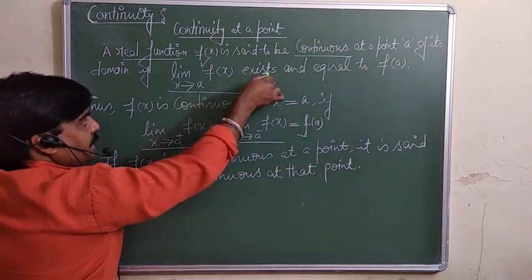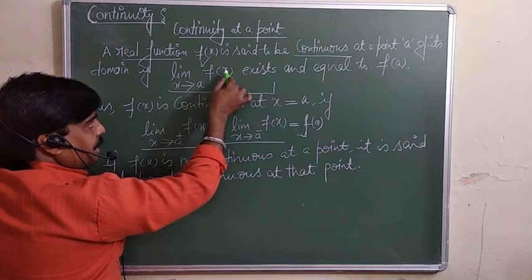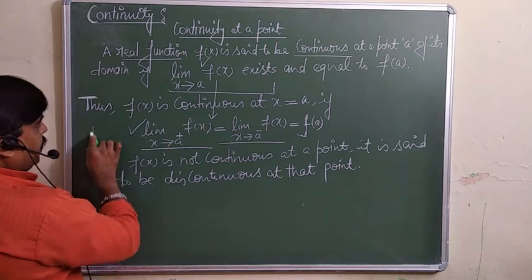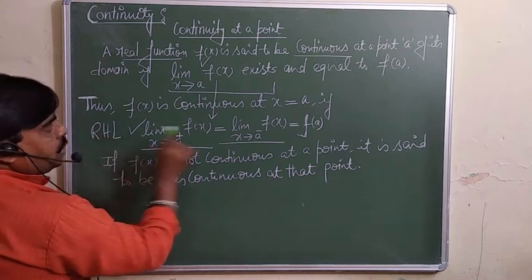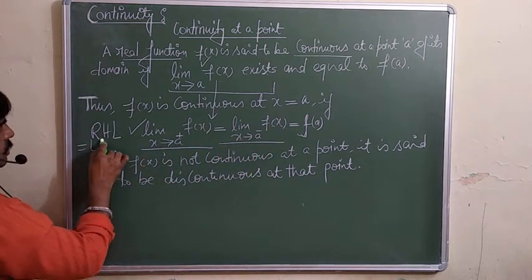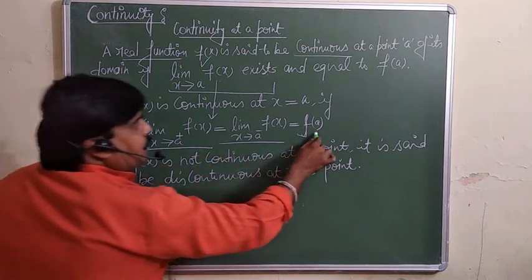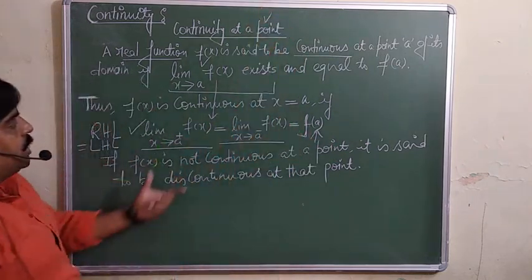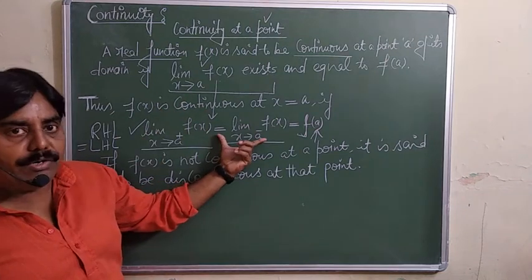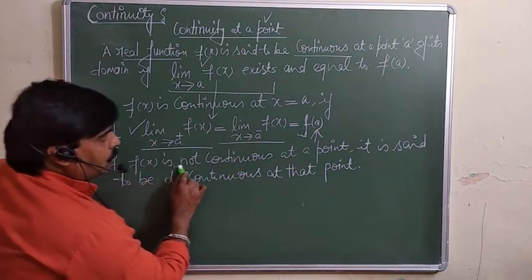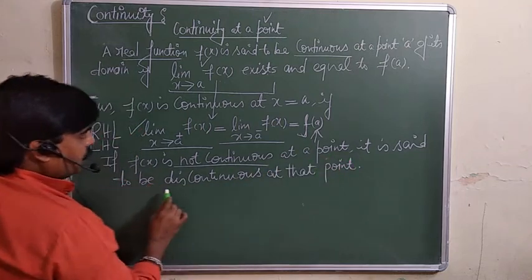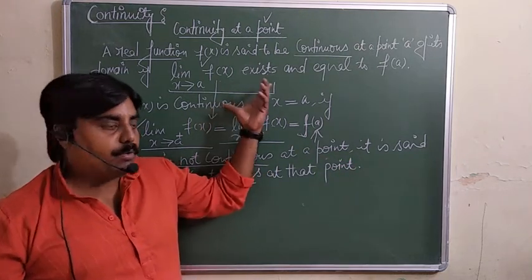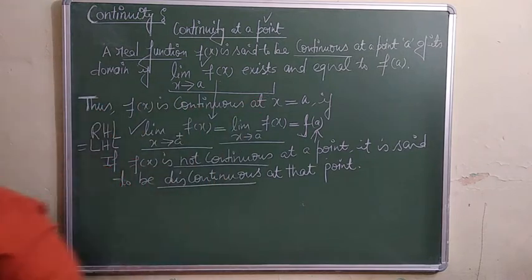So the limit of f(x) exists when the right hand limit is equal to the left hand limit, and the value of the function at the point is equal to them. Then you can say the function is continuous. But if f(x) is not continuous at a point, then it is said to be discontinuous at that particular point. Have a look.